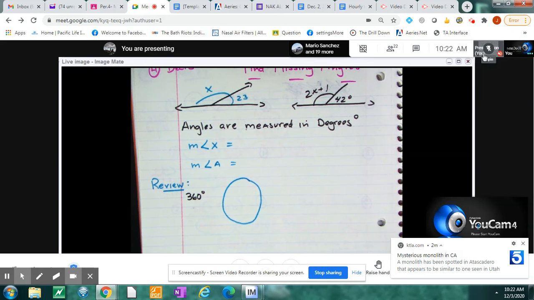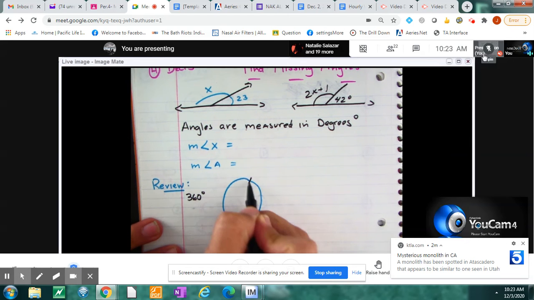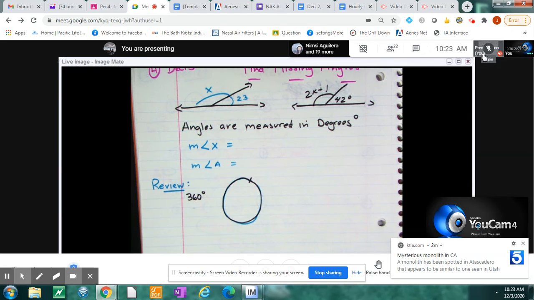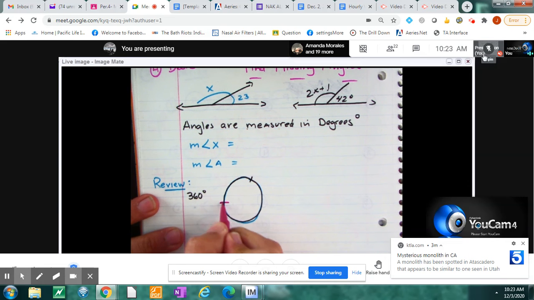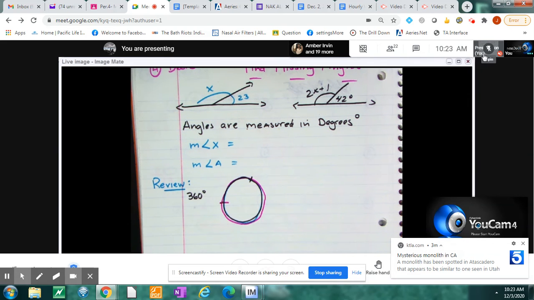If you think about basketball, some of you like basketball, even football, they say, hey, he did a 360 degree turn, slam dunk. That means a complete turn. I can start from anywhere, and if I go all the way around in a circle and end at the same spot, that's 360. I can start here, I can start right here, as long as I go all the way around, that's 360. So just make sure you remember that, 360.